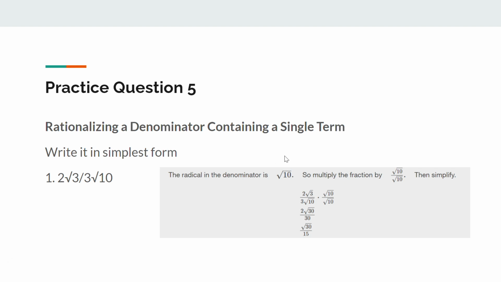Alright, so the answer for this one. The radical in the denominator is the square root of 10. So multiply the fraction by the square root of 10 over the square root of 10. Then simplify. If we multiply this out, we get the square root of 10 times the square root of 10, and on the denominator side it's just 10. So when we multiply by 3, we get 30 on the bottom. And for the top one, we just multiply this out, so we get 2 times the square root of 30. And if we cancel the 2 with 30 and replace the denominator by 15, we get the square root of 30 over 15, which is the answer for this one.